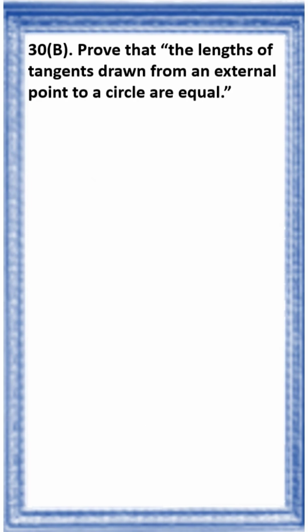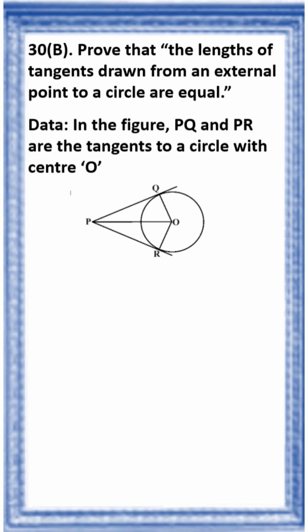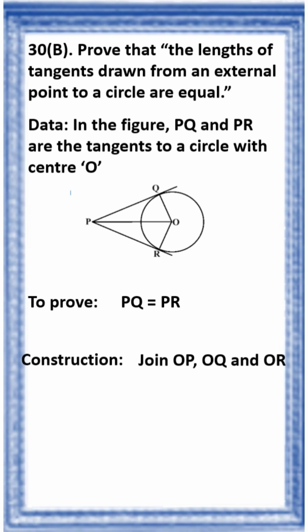30b. Prove that the lengths of the tangents drawn from an external point to a circle are equal. Data: in the figure, PQ and PR are the tangents to a circle with center O. To prove, PQ is equal to PR. Construction: join OP, OQ and OR.